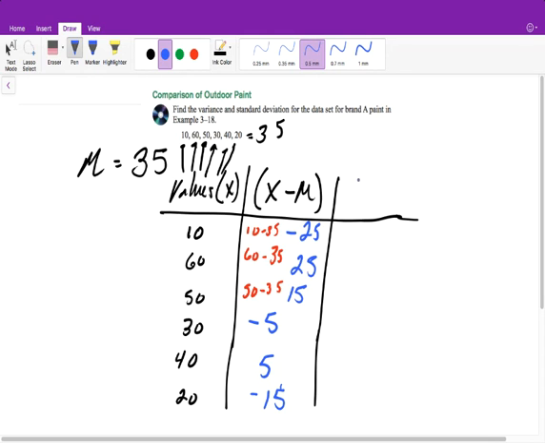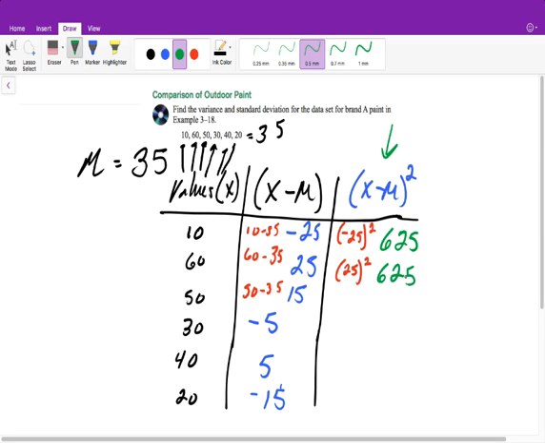Now after we get those values, we're going to take the value that we had there and square it. So that means this is going to be negative 25 raised to the second power, and that is going to give me a positive 625. So the values in this column will always, always, always be positive. Then this one will be 25 squared, which is also a positive 625. Let's go ahead and fill in the rest of that column by just squaring the difference of our value and our mean. Then we add all of these numbers up, and that will be equal to 1,750.